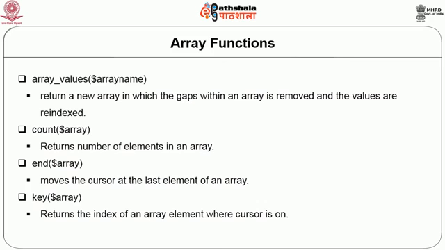The first one is array_values, and you have to pass the array name. It returns a new array in which the gaps within the array are removed and the values are re-indexed. Then end of an array moves the cursor to the last element of the array, and key of an array returns the index of the array element where the cursor is, and that can be used for any array, whether associative array or simple array. So let's take an example of it.